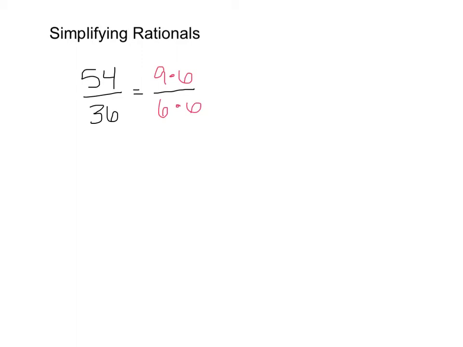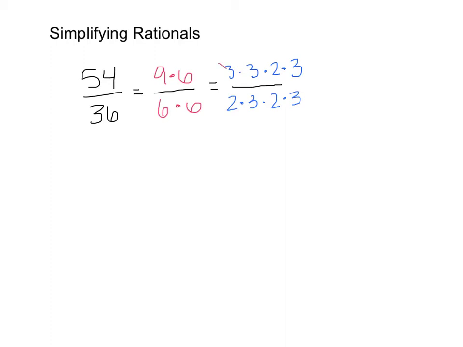Let's break these up into smaller factors too, because we might be able to cancel out more than that. We're going to get it into its prime factorization. So 9 is the product of 3 and 3, and 6 is the product of 2 and 3. Down on the bottom I have 2 and 3 for 6, and I have 2 and 3 for the other 6. So now in order to simplify our rationals, what we need to do is cancel out any common factors.